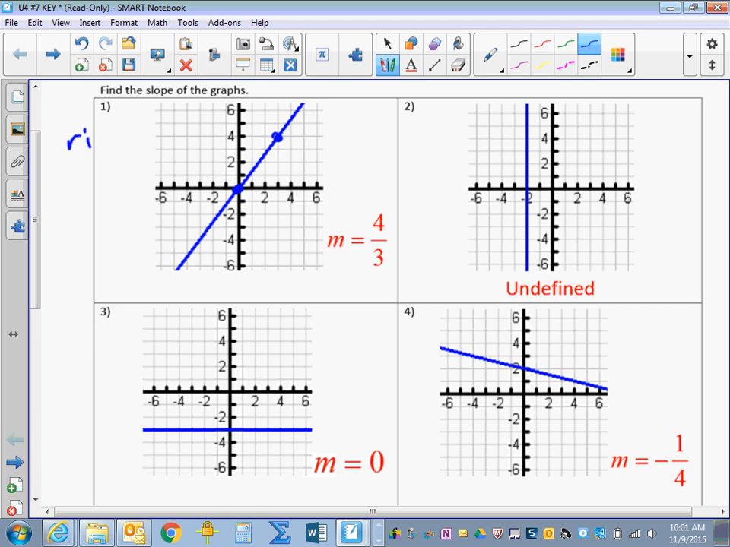So your rise is on top. Thank you, Joe, for that demonstration. And your run is on the bottom. So rise is how much you go up or go down. Run is how much you go left or right.